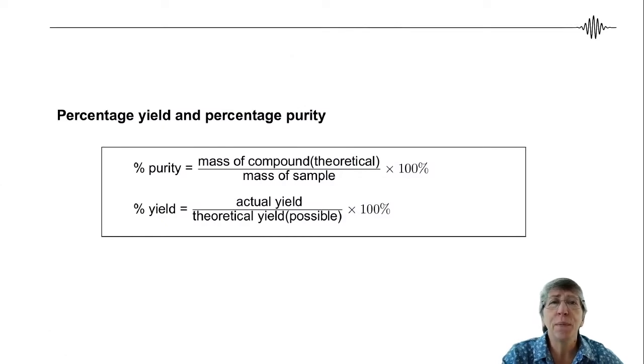Good morning, everyone. Today we are going to look at percentage yield and percentage purity. And this is very important for matric because we're going to use that, especially with acids and bases, a lot. Now, don't confuse percentage yield and percentage purity.